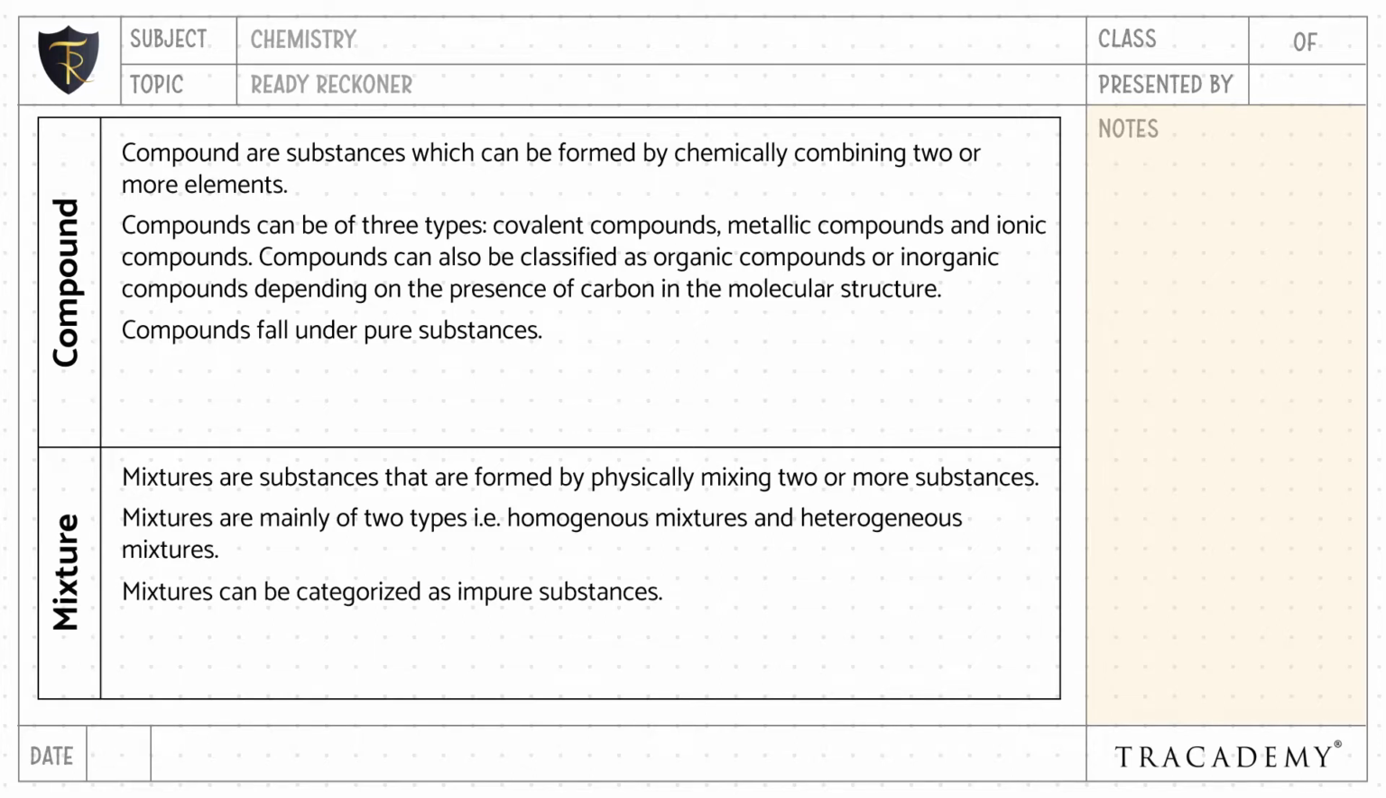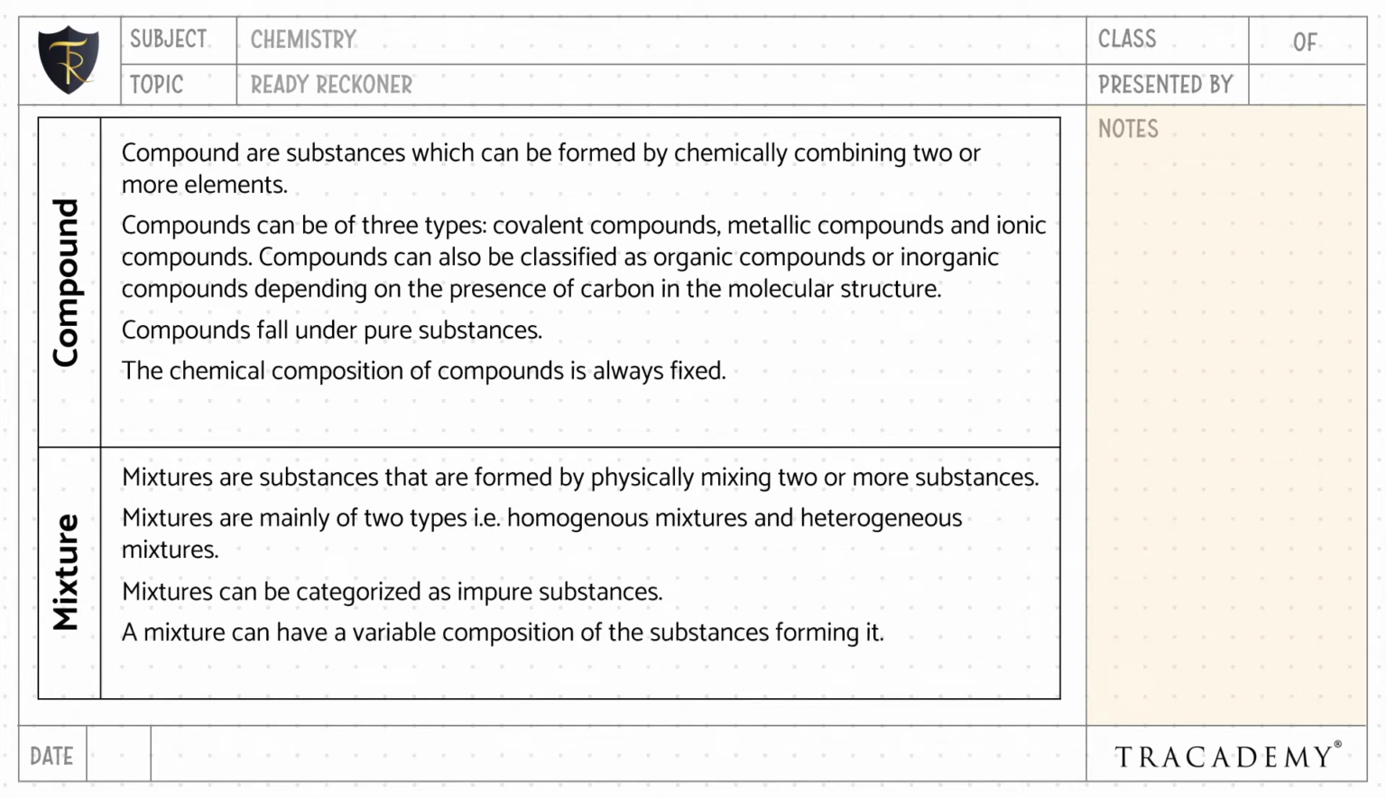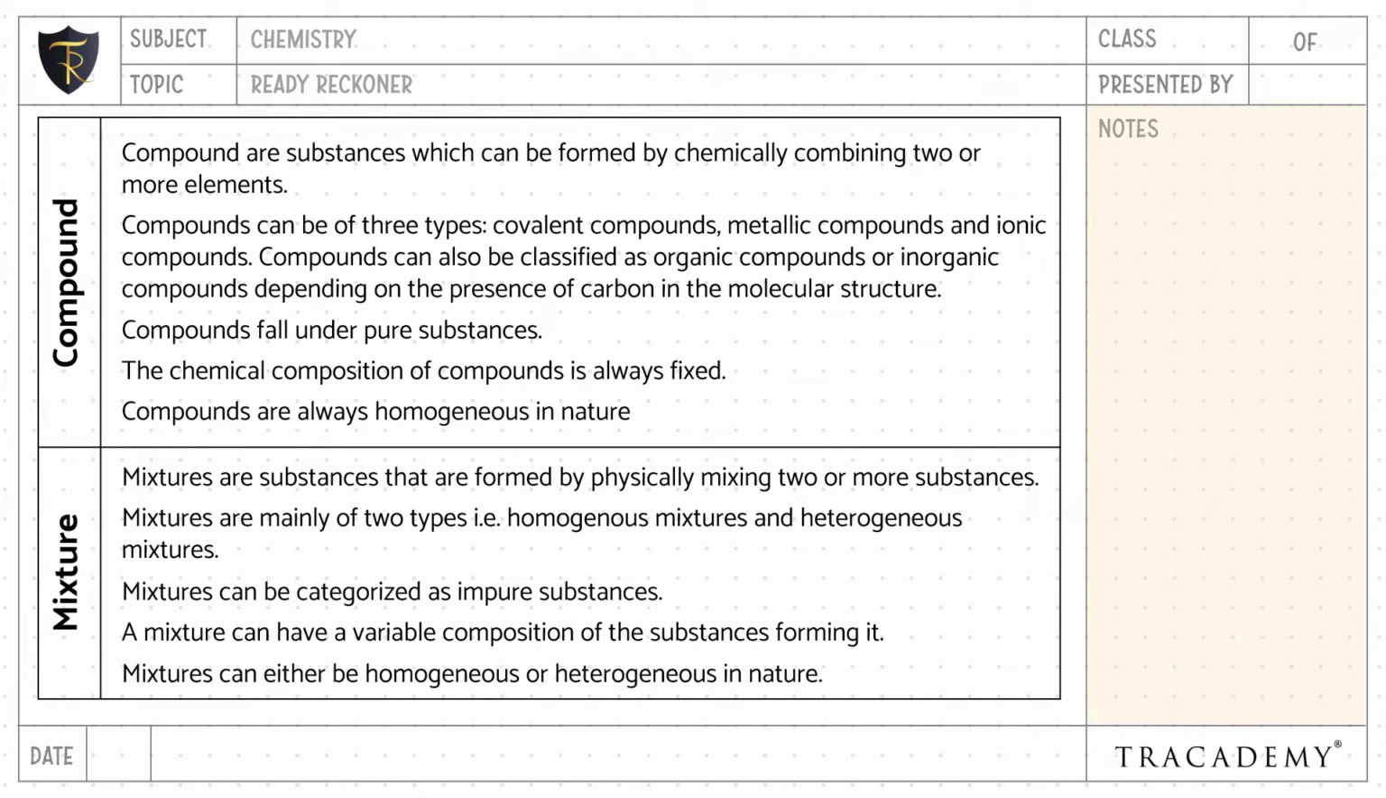The chemical composition of a compound is always fixed, whereas a mixture can have a variable composition of the substances forming it. Compounds are always homogeneous in nature, whereas mixtures can be either homogeneous or heterogeneous in nature.